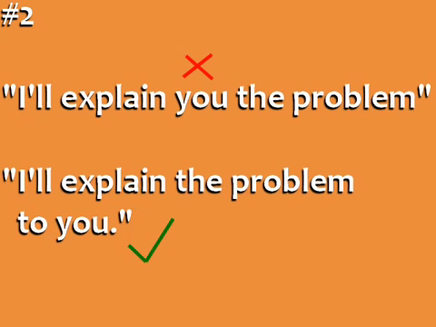Number 2. I'll explain you the problem. In this sentence, there are two objects, the direct object, the problem, and the indirect object, you. After explain, we need to use to before the indirect object, the person to whom we are doing the explaining. Also, it's more common to put the direct object first, so the correct sentence is, I'll explain the problem to you.